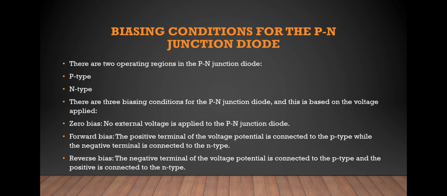There are two operating regions in the PN junction diode: one is P-type and another one is N-type. There are three biasing conditions for the PN junction diode, where a bias voltage is applied.